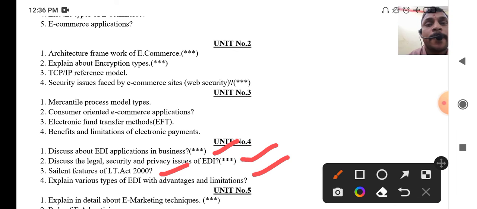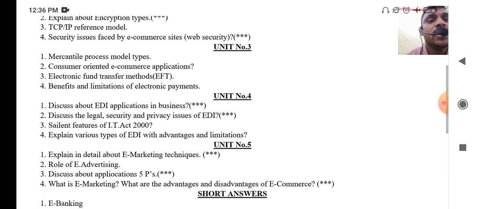So next question is various types of EDI and advantages and limitations of EDI. So different types of EDI we have to explain. And next one is advantages and disadvantages. Now this is about unit 4.